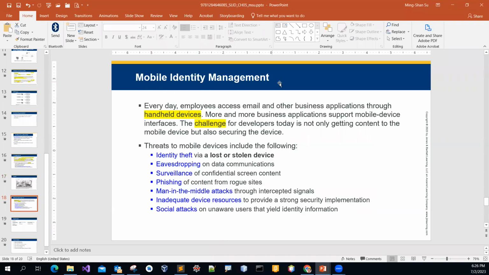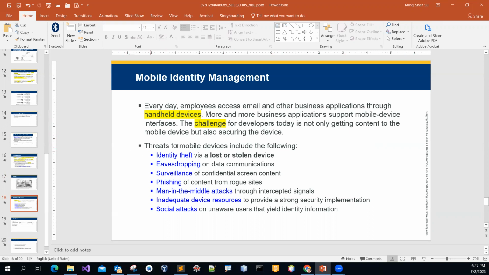Mobile identification management. Every day, employees access email and other business applications through handheld devices. More and more business applications support mobile device interfaces. The challenge for developers today is not only getting content to the mobile device, but also securing the device.